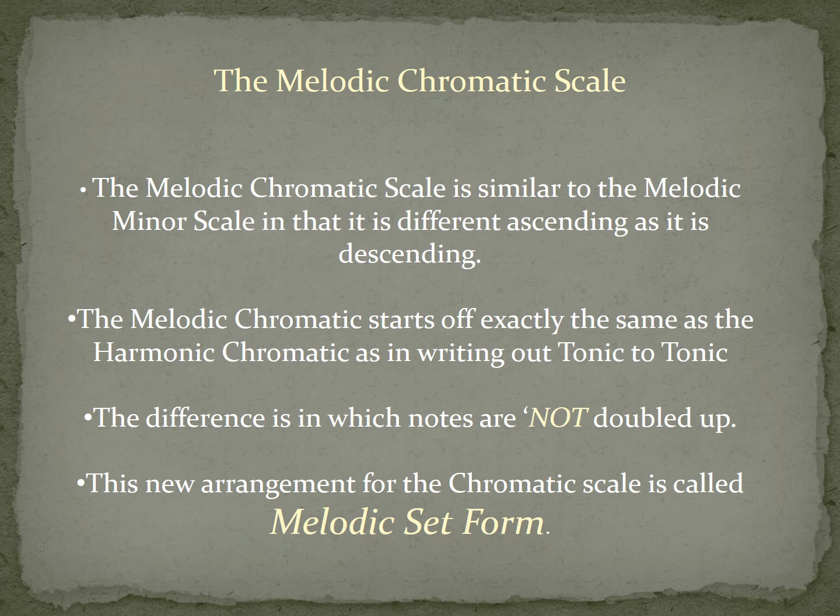The difference is in which notes are not doubled up. So like the harmonic where it was 1, 5 and 8, this is different. It's the same structure to start off with. You find your original 8 notes, you double up on different ones in this particular melodic chromatic scale. Now the new arrangement for this chromatic scale is called melodic set form. So if you come across that phrase set form, this is exactly what is required from the examination boards when they ask you to complete a melodic chromatic from a set point.